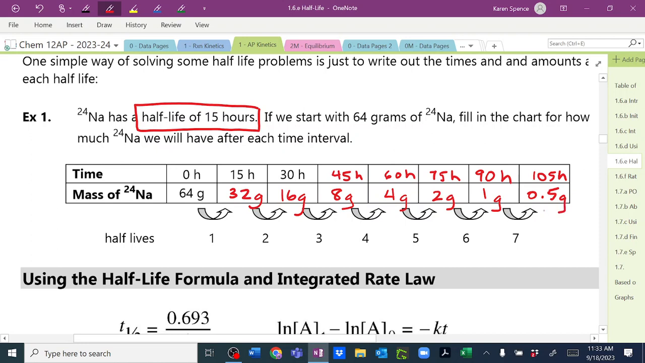So if they say you know that it has a half-life of 15 hours, how much is left after 60 hours? You can say, well, 60 hours is 1, 2, 3, 4 half-lives to get to 60 hours. And so at 60 hours, we'll have 4 grams left. Okay, so you can do things like that.